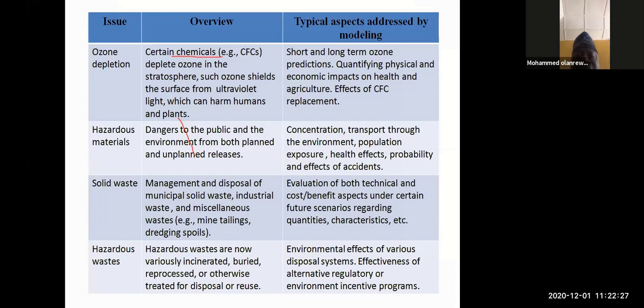Hazardous waste. The overview there: hazardous waste is now variously incinerated, buried, reprocessed, or otherwise treated for disposal or reuse. I know of a graduate, for the past 20 years now, since the year 2000, in Abuja. His major work has been how to get as many waste collection centers as possible. And he is a multimillionaire now.